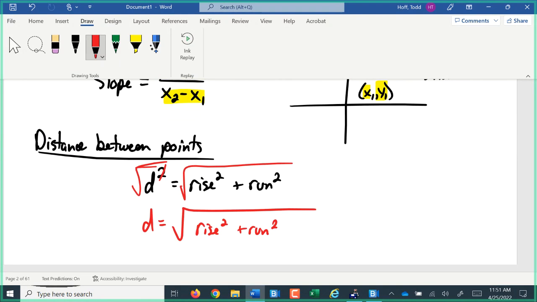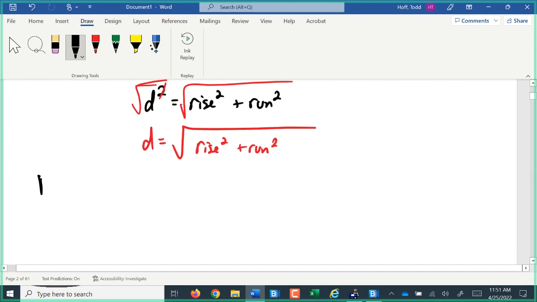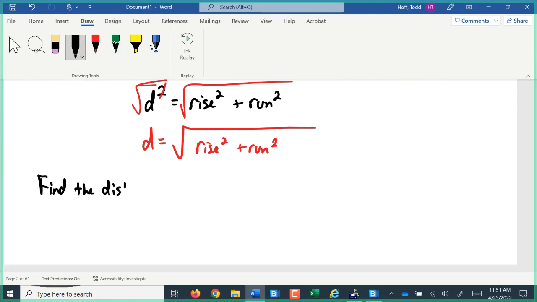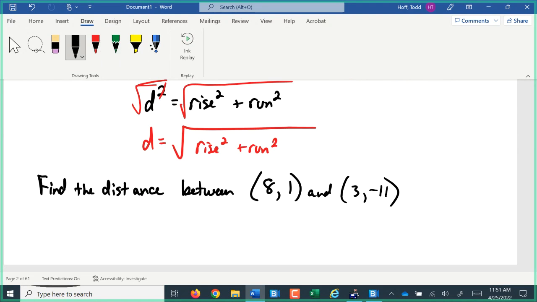It doesn't matter which order we put those two numbers in there, as long as they're both in there. So if I'm given the points, let's say we're going to find the distance between 8, 1 and 3, negative 11. So to find the distance between those 2 points.